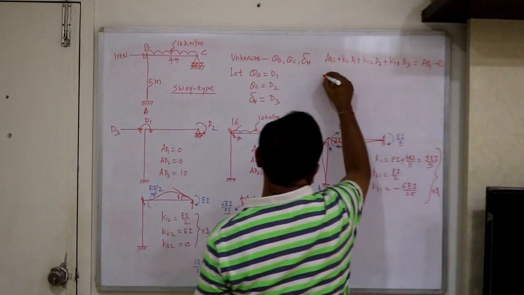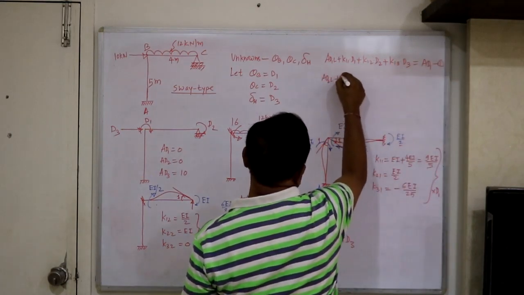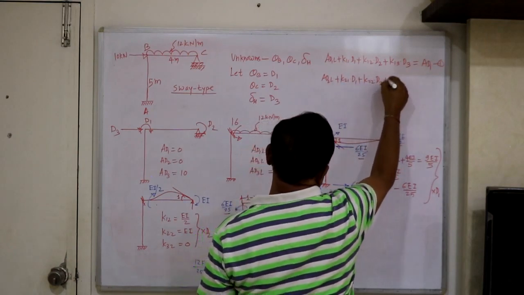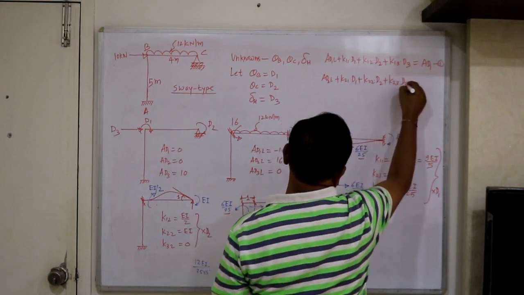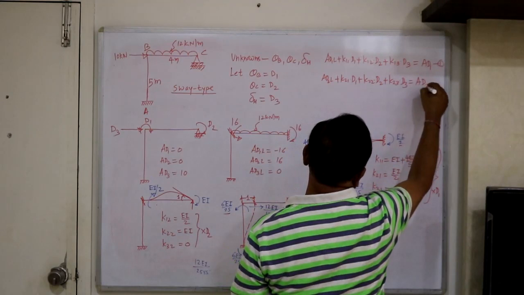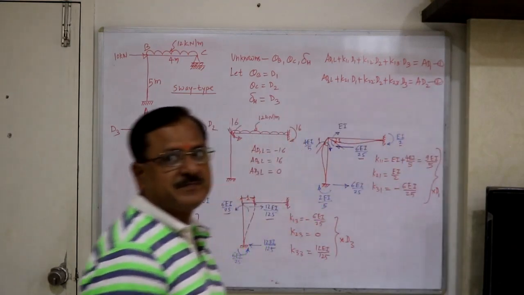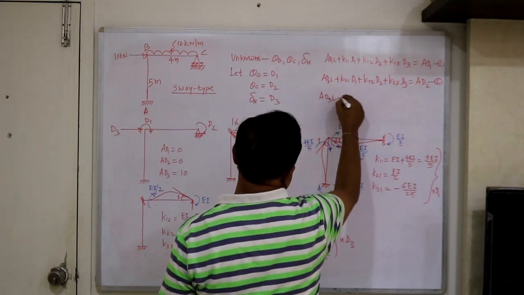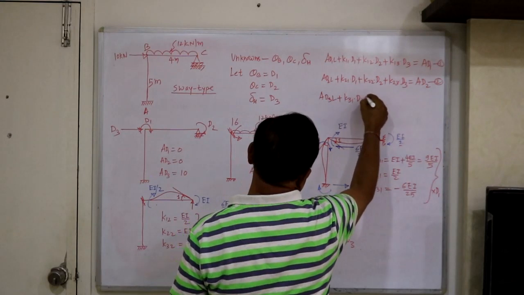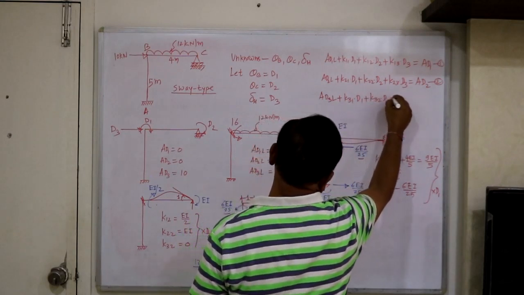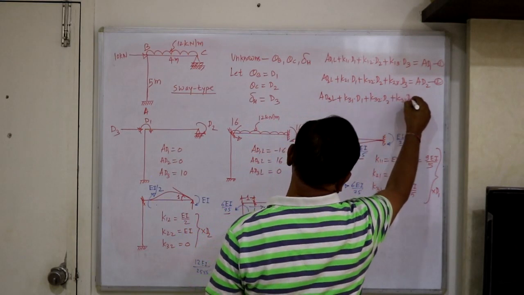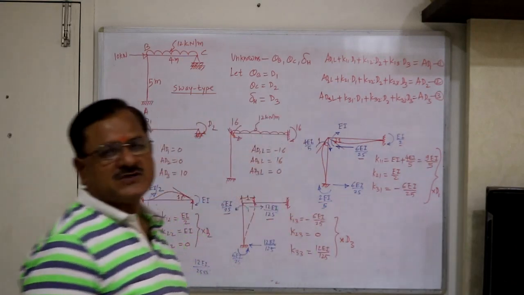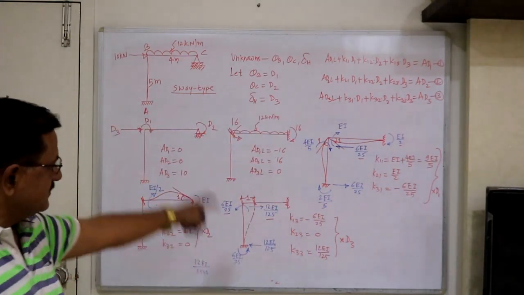First equation. Then AD2L plus K21D1 plus K22D2 plus K23D3 equal to AD2, second equation. And then the third, AD3L plus K31D1 plus K32D2 plus K33D3 equal to AD3. This is the third equation. So develop these three equations because everything has been calculated.